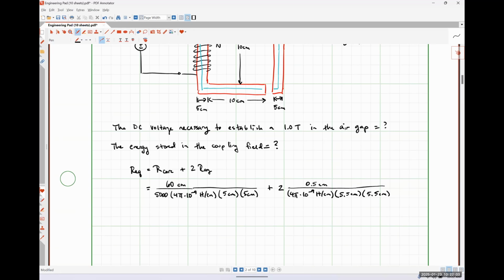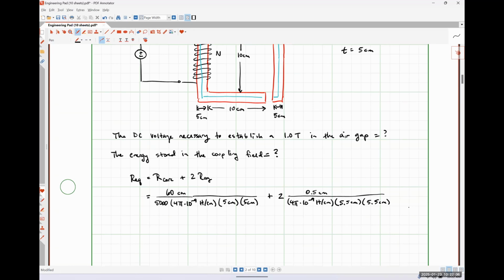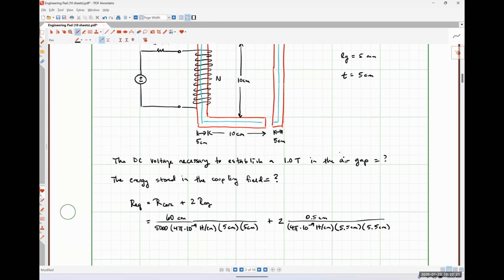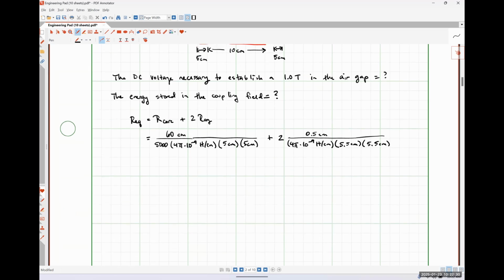Just to remind you all, I'm coming up with that 5.5 centimeters for both of those dimensions because I usually just add the length of my air gap to each of my cross-sectional area dimensions, right? So since my thickness was 5 centimeters, I have 5 centimeters plus Lg is 5.5 centimeters. Since my width is 5 centimeters plus Lg is going to look like 5.5 centimeters. So jumping ahead straight to the answer here, we're going to wind up getting 2.669 times 10 to the 6th amp turns per Weber.